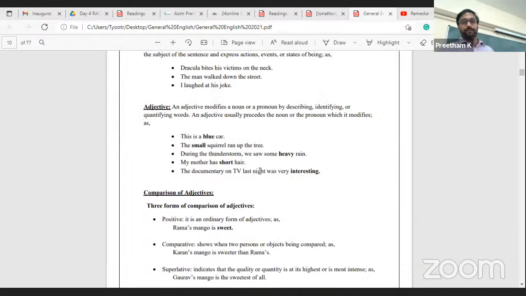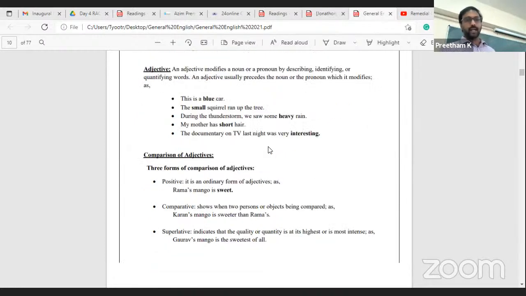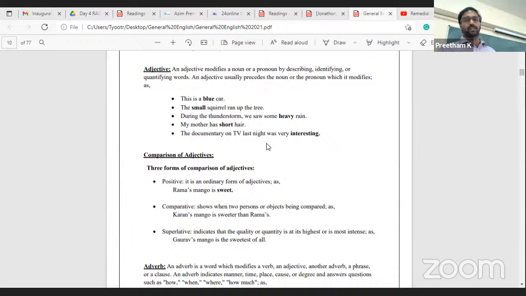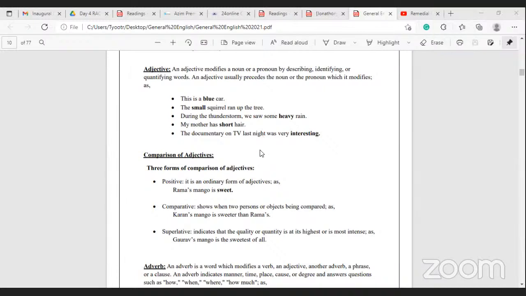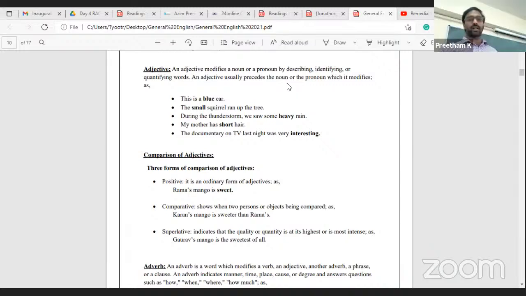Then adjective. Actually, each of these topics could be discussed in length for approximately an hour. But since it's remedial grammar, we are not going in depth. We are just touching upon it. Then adjective. An adjective modifies a noun or a pronoun by describing, identifying, or quantifying words. An adjective usually precedes the noun which it modifies. Adjective means what? Any word that describes a noun or a pronoun. That is what it says, which modifies a noun or a pronoun.